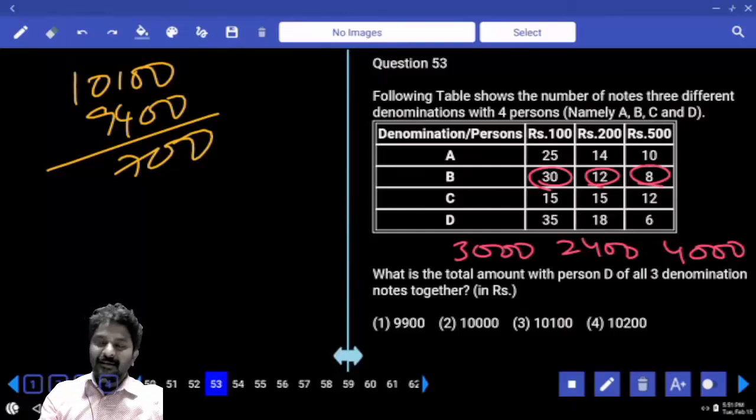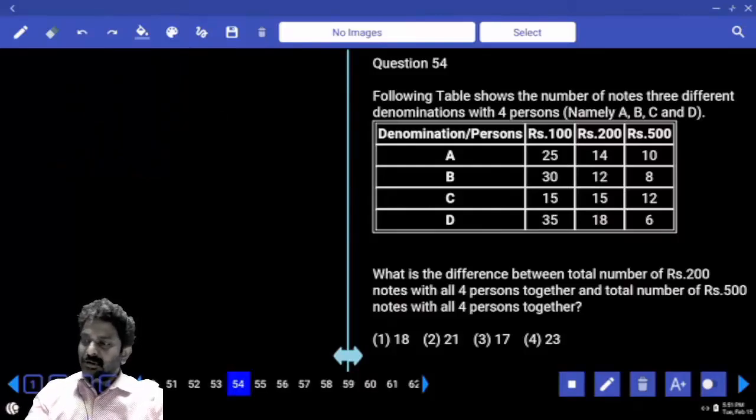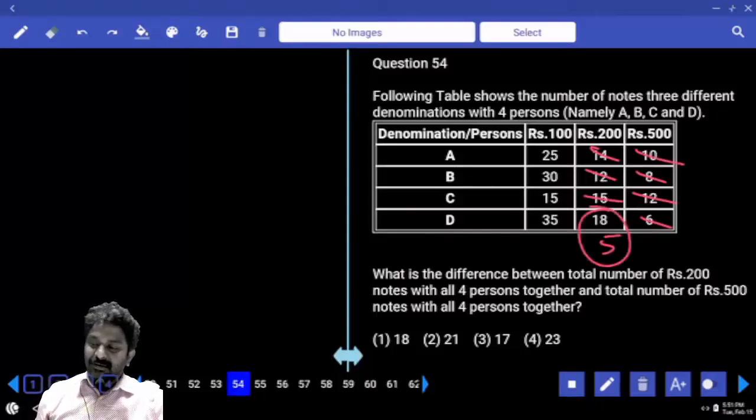Already calculated, right? 10,100. What is the difference between total number of 200 rupee notes with all four members together and total number of 500 rupee notes with all four members together? So it is about number of notes only, right? Not amount. Correct? So now 12, you can cancel these two. 14, 8 plus 6. Again cancel. 10 cancel from 15 and still you have 5. So leftover numbers 23.